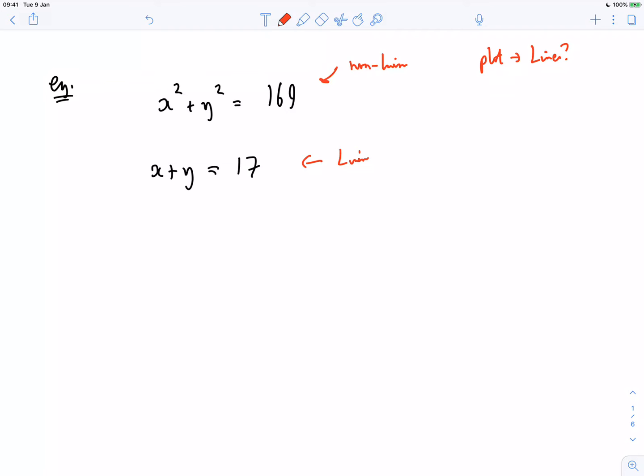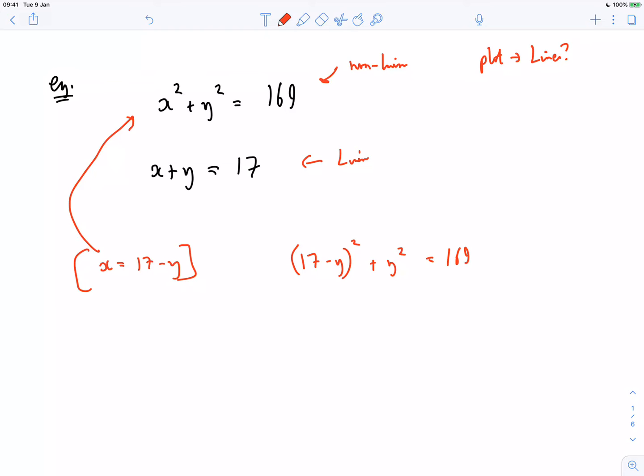Anyway, getting on to this, the first thing you do is rearrange the linear equation. So let's make x equal 17 minus y. And then I'm going to substitute this back into over here to get 17 minus y all squared, because I've used brackets to denote substitution, plus y squared equals 169.